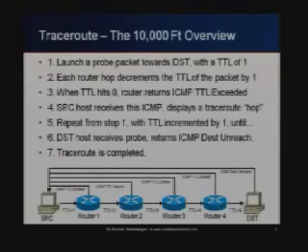So the 10,000-foot overview of how Traceroute works, which I'm sure most people know: the gist is you launch a probe packet towards whatever your destination IP is with a TTL of 1, and every router that touches the packet decrements the TTL by 1, and when the TTL hits 0, the router discards the packet and sends back an ICMP message that says the TTL was exceeded. This mechanism is there to prevent routing loops, but it also helps for Traceroute because you're able to send out incremental probes and see every hop along the way.